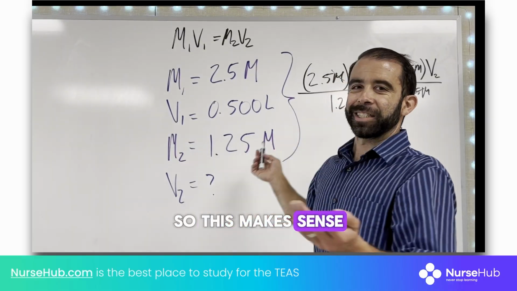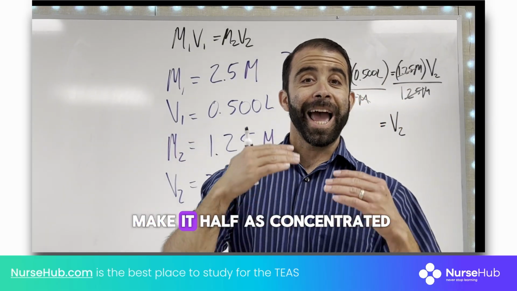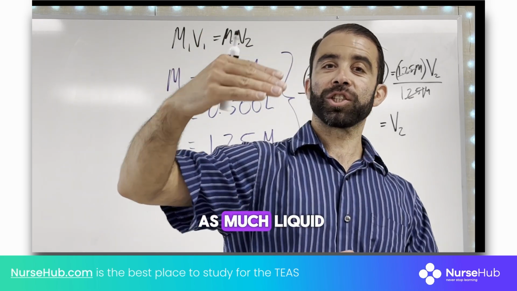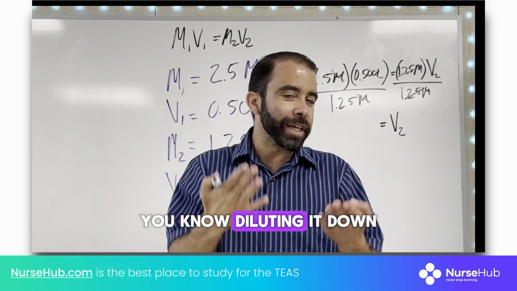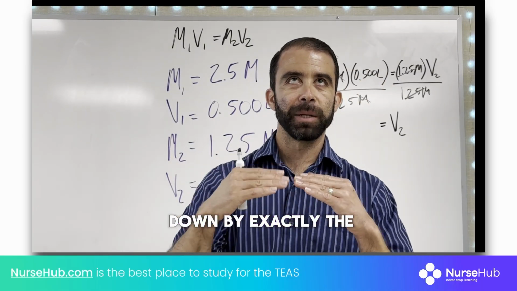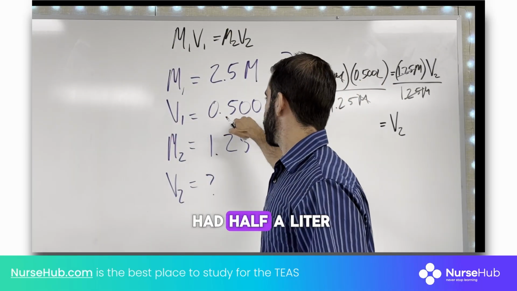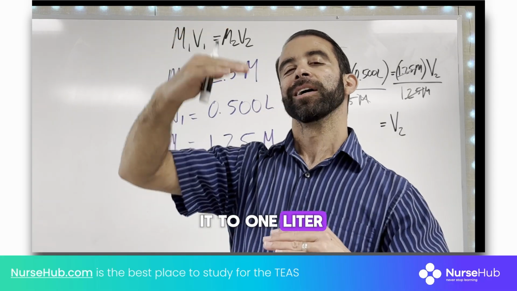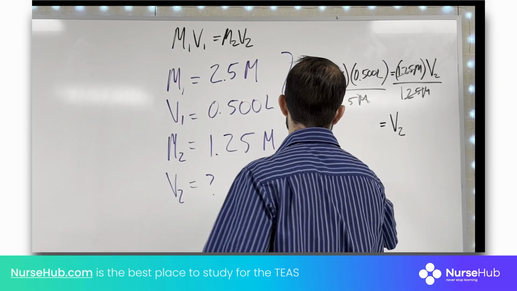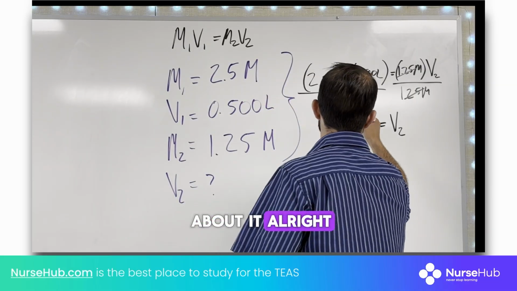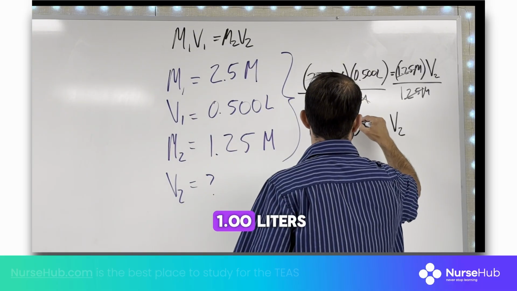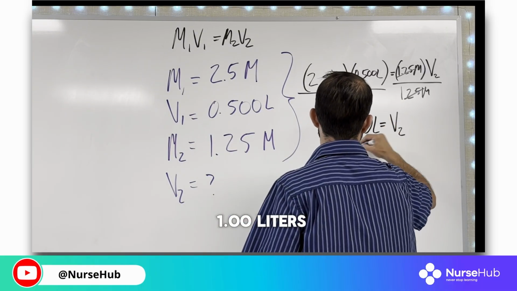So this makes sense. If we want to make it half as concentrated, we would add twice as much liquid, diluting it down, making it more watered down by exactly the proportional amount. In this case, we had half a liter, so if we up it to 1 liter, we're doubling the amount of water, which halves the concentration. Easy way to think about it. All right, the answer is, I would say 1.00 liters.